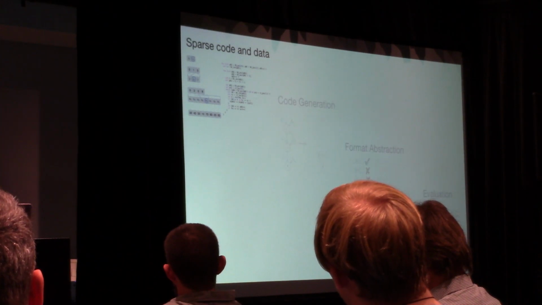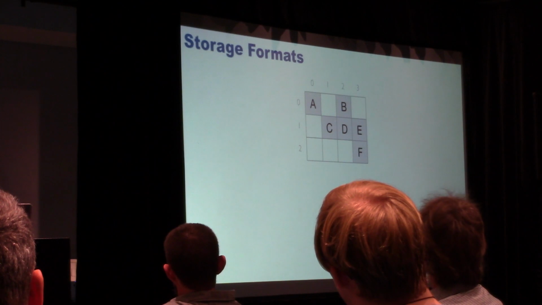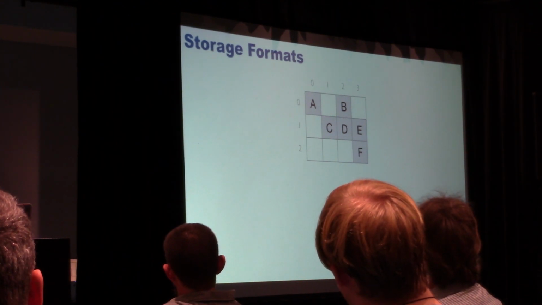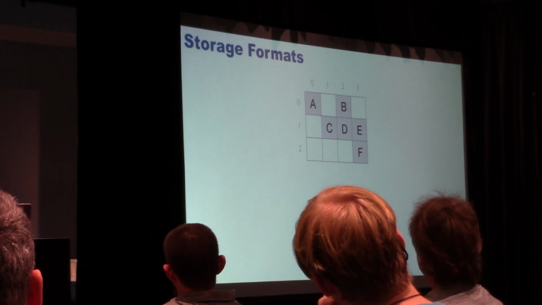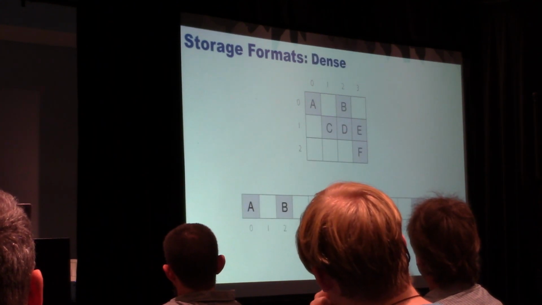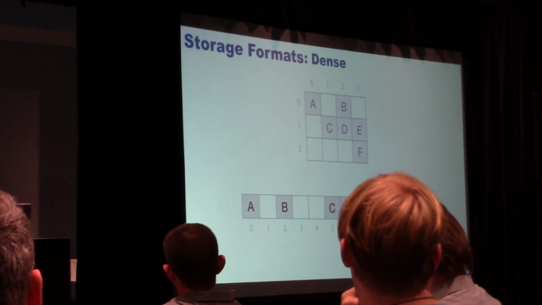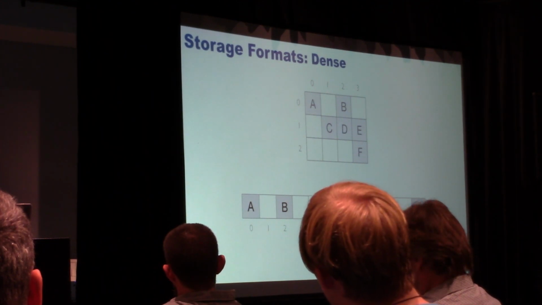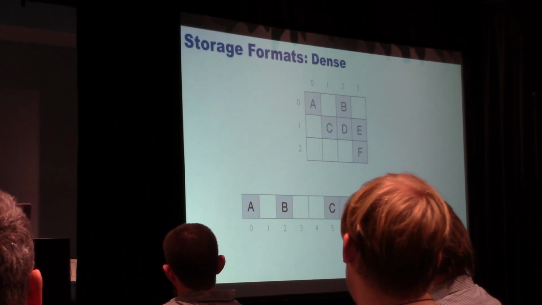So let's start by looking at sparse code and data. I have this 3 by 4 matrix, and there are a bunch of values that are 0 in this matrix. But what's the easiest way to represent that in memory? The easiest way is basically to line them up in memory, because memory is one-dimensional, and represent this as a simple one-dimensional array. This works perfectly well in most cases, and it has a lot of nice properties.